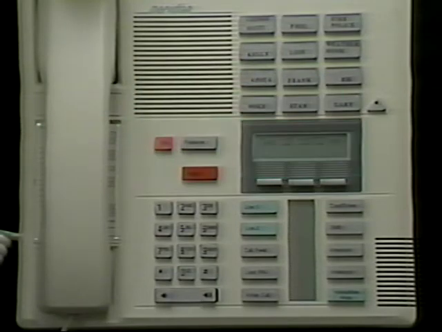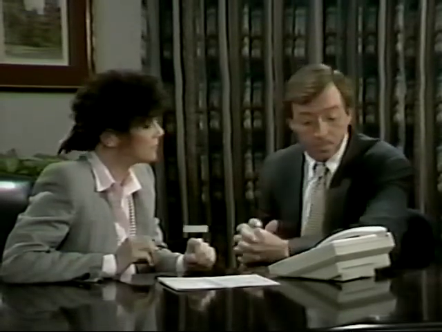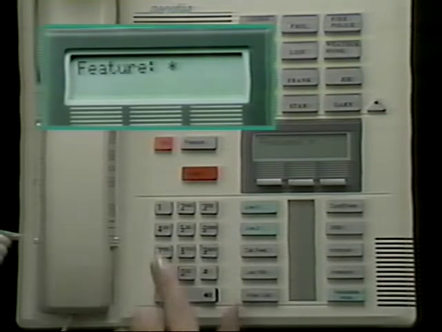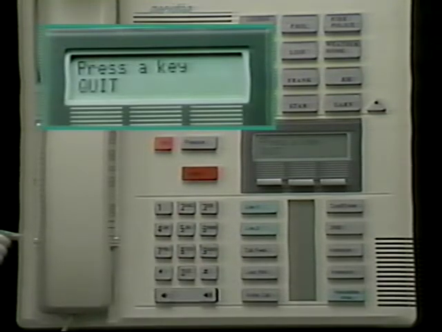That's right. All right, now suppose I don't use this feature as often as I think I might. Is there any way that I can take it off of this memory button? Of course. Now, here in the memory button section of your user card, there are instructions for erasing memory buttons. Go ahead and try it now. We can always put last number redial in again. Press Feature Star 1, and then press the button you wish to erase. To complete the erasure, press OK on your display.